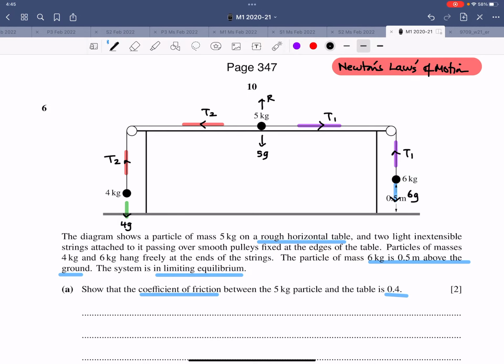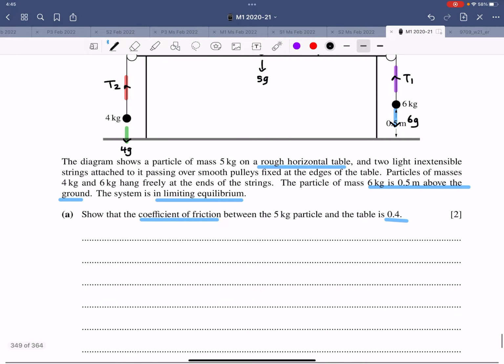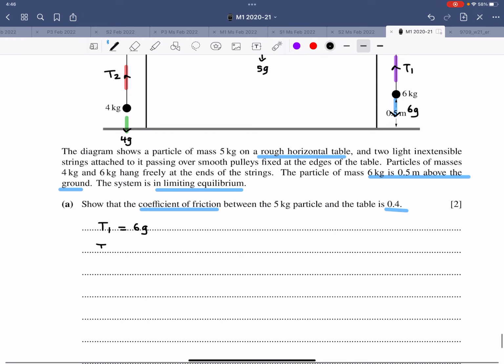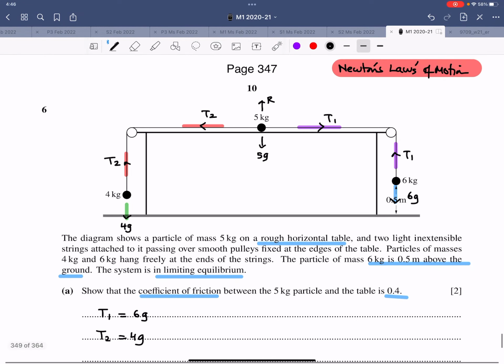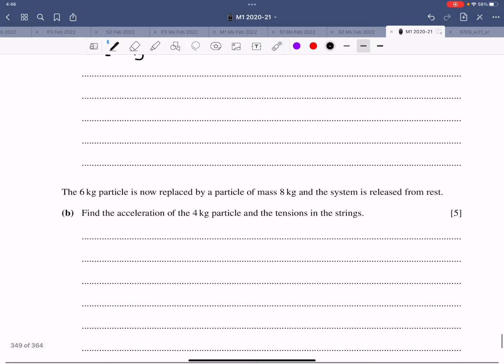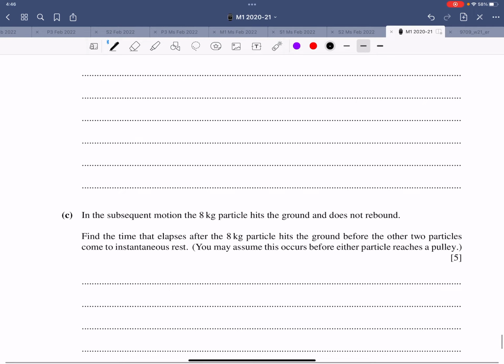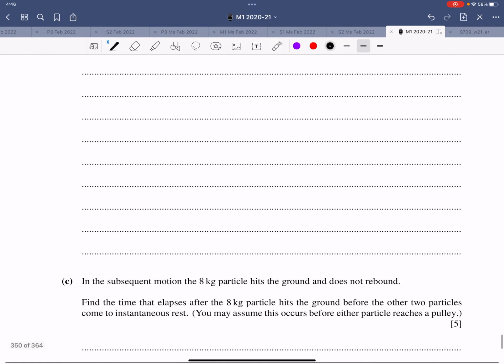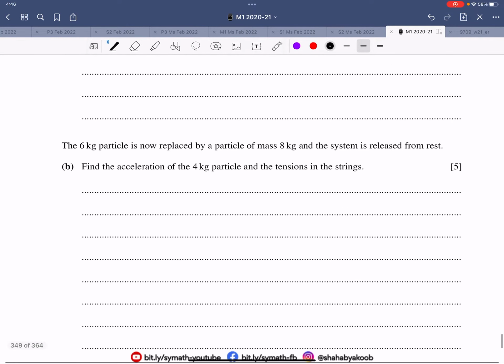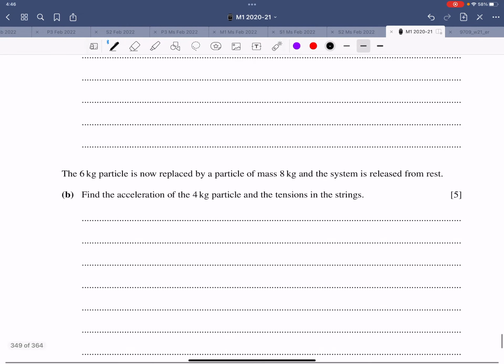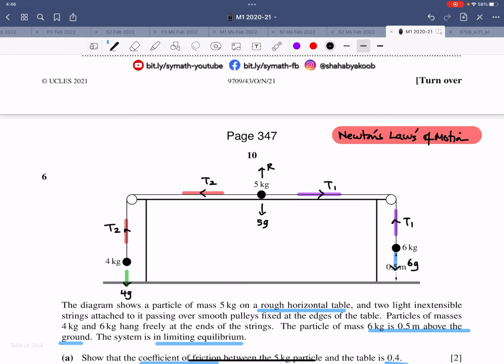It's in equilibrium. First of all, T1 equals 6G. Second thing, T2 equals 4G. Now I don't have to write the full-fledged equation that 6G minus tension is 6A. It's just obvious. Now over here, it has a tendency of moving to the right, and the second part will also agree to this: find the time that elapses before the 8 kg particle hits the ground. So that is for the next part. The 6 kg is now replaced by a mass of 8 kg. So it has a tendency, since 6 kg is greater than 4 kg.